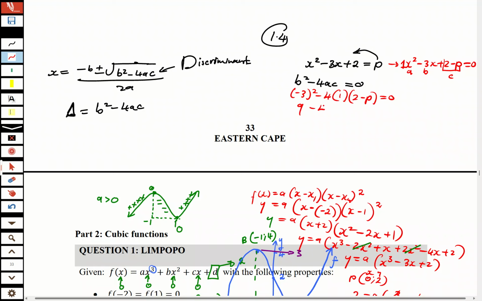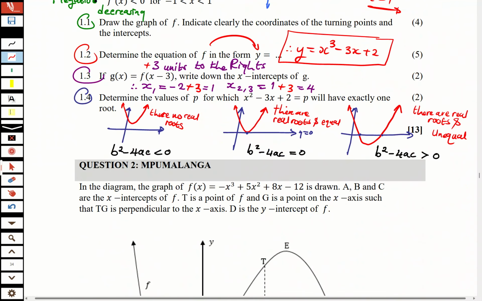You'll have 9 minus 4 times that, which gives 9 minus 8 plus 4p equals 0. This gives 1 plus 4p equals 0. Therefore 4p equals negative 1. Divide both sides by 4, so p is negative 1 over 4. So let's go back: our p here is minus 1 over 4.